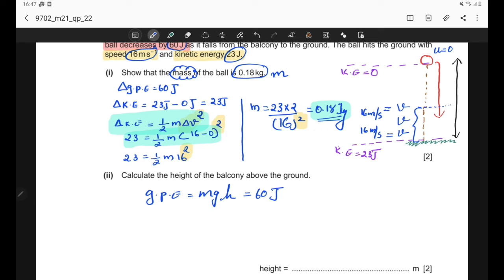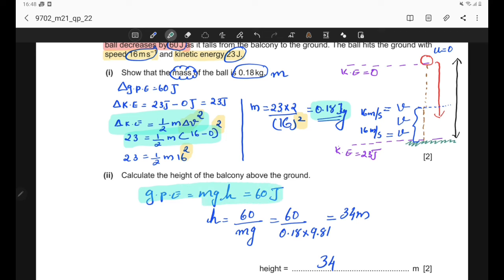So in order to calculate height here, we can make height the subject. So we will get 60 over m times g, that is 60 over the mass of the ball, which we have calculated in the previous section, times g, the gravitational constant 9.81, and the answer is 34 meter. So this is also a 2 mark question, where 1 mark you will get for writing the equation of gravitational potential energy and for the substitution, and the final mark is for writing the answer in SF.